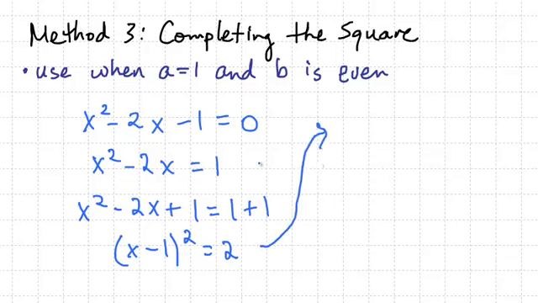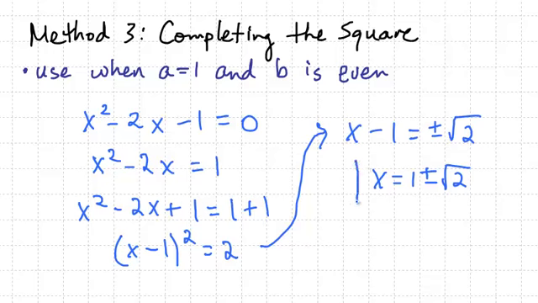Just like in the last method, I have a square on the left side and 2 on the right side, so I'm going to take the square root of both sides, and x minus 1 equals positive or negative square root of 2. So x is 1 plus or minus the square root of 2.